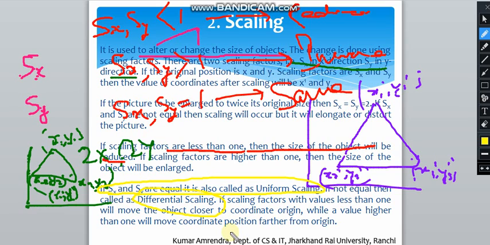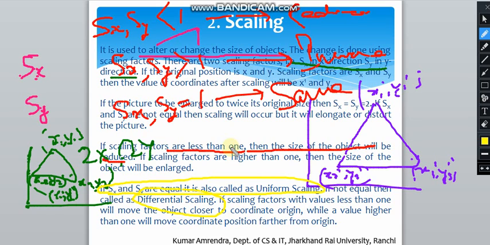The first one is uniform scaling and the second one is differential scaling. Scaling factors with a value less than 1 will move the object closer to the coordinate origin, while a value higher than 1 will move the coordinate position farther from the origin.